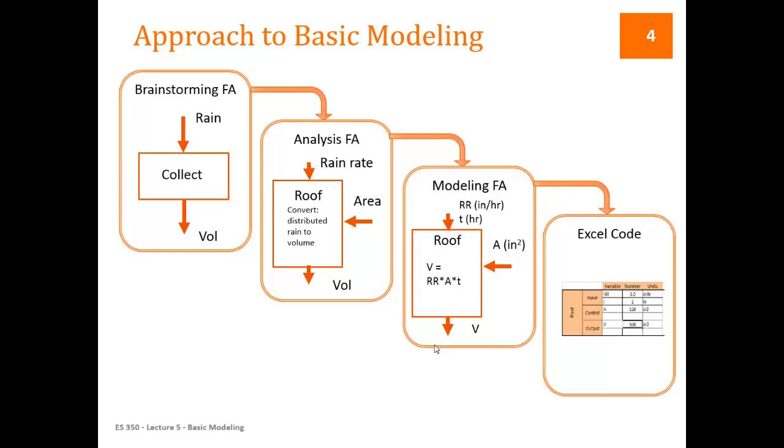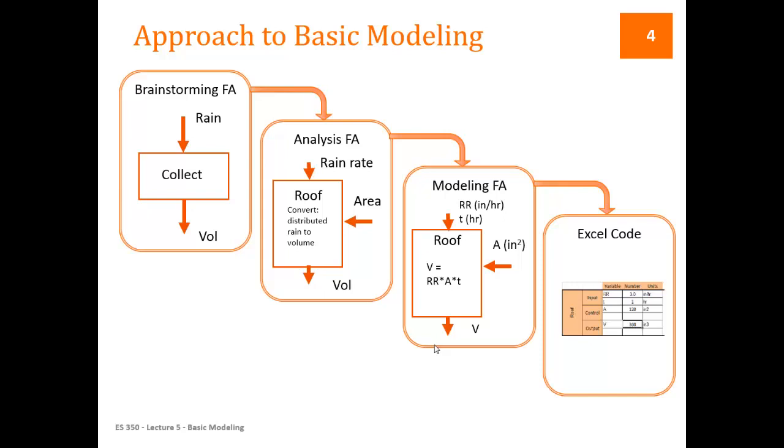And so we have an input of a rain weight, we have an output of a volume, and we have control variables, like the area of the roof. The control variables, again, are things we can control in the design process, but once we pick them, they're not going to change from use to use. Now we're going to take that analysis FA and turn it into a modeling FA.